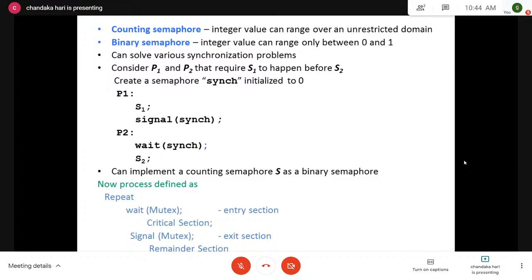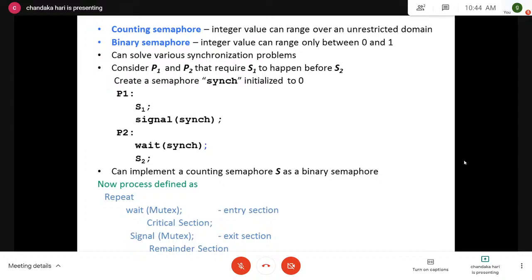This is the piece of code. How do you write this one? That's why the process is going to be redefined like this: repeat until false. Now this particular semaphore variable, sync, a synchronization variable, is a mutually exclusive variable. This variable is accessed by only one process at a time. That's why I can call this a mutually exclusive variable.